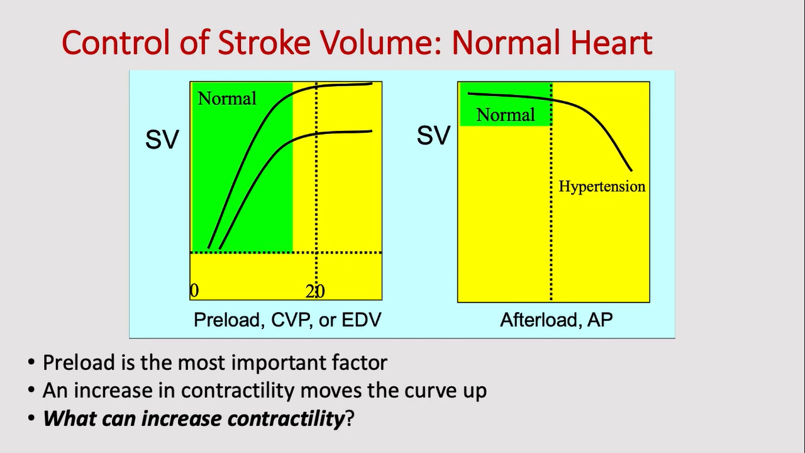So increasing preload. So let's say, I don't know, we have 2 preload volume here. We have 2 milliliters, I don't know, 2 units of blood or whatever it is. So let's say we increase that preload. We increase the amount of venous blood entering the right heart.